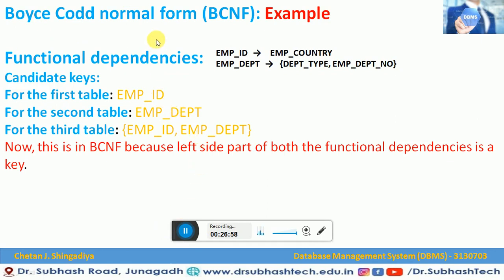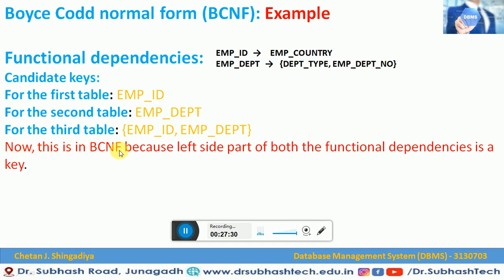Let us see a detailed understanding of BCNF for the previous example. What are the functional dependencies in this example? The employee ID determines employee country, and employee department determines employee department type and employee department number. The candidate key of the first table is employee ID, of the second table it is employee department, and of the third table it is employee ID and employee department.